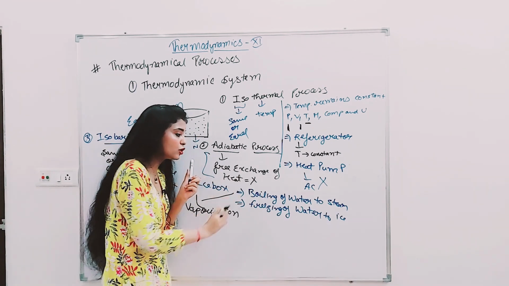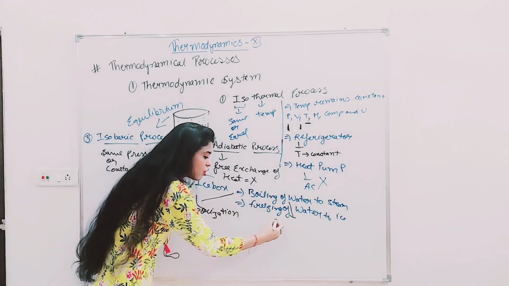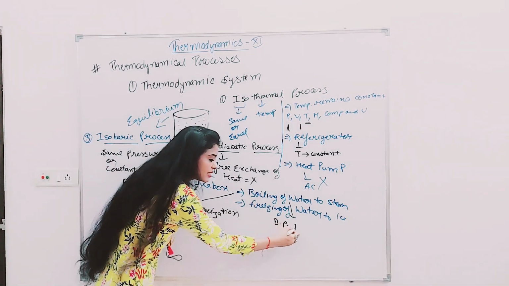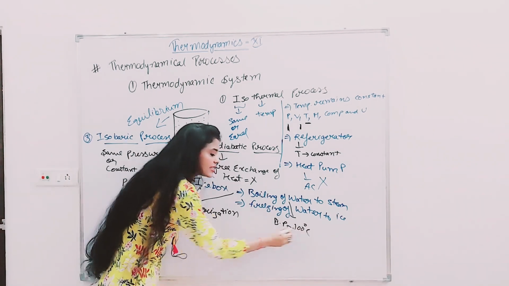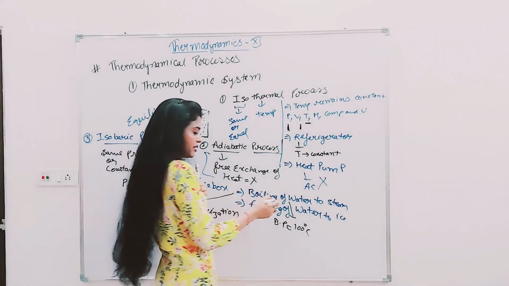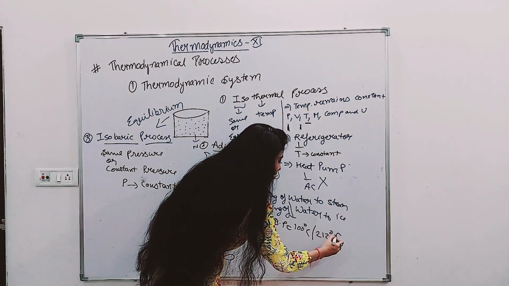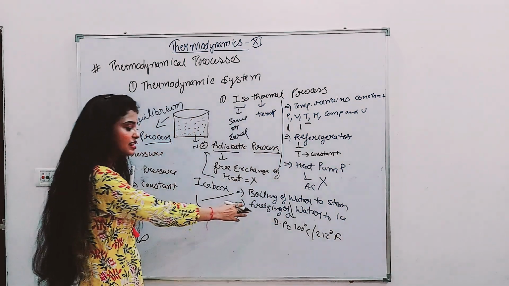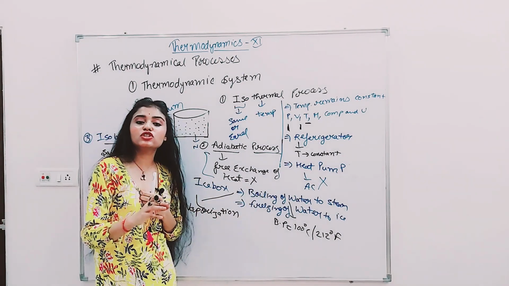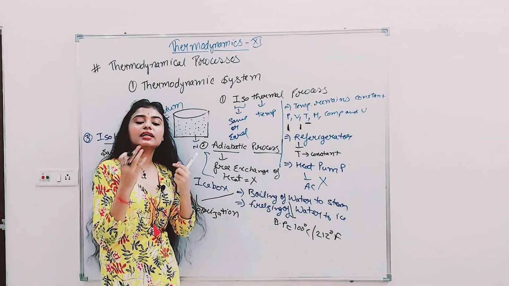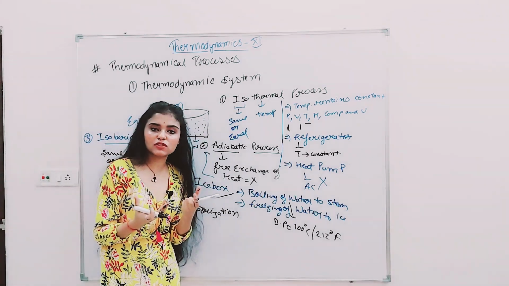And what is the boiling point of water? The boiling point of water is 100 degrees Celsius, or you can say 212 degrees Fahrenheit. See, this is the temperature at which water gets converted into steam, vapor or gaseous form.